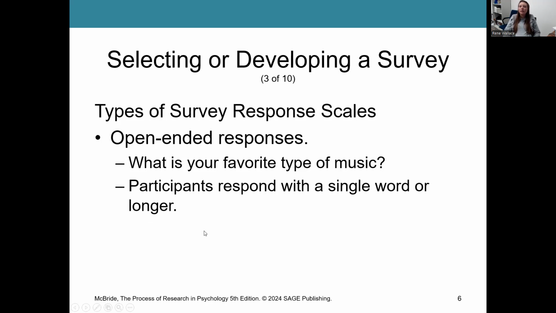There's also some open-ended responses you could have. So you could just have a question that says, what's your favorite type of music? And then people can put in whatever they want. That's pretty cool because you can get a whole bunch of information that way, but also a little dangerous, right?